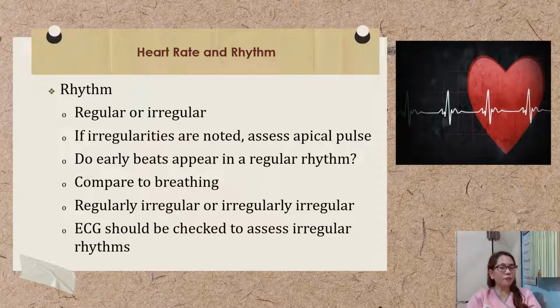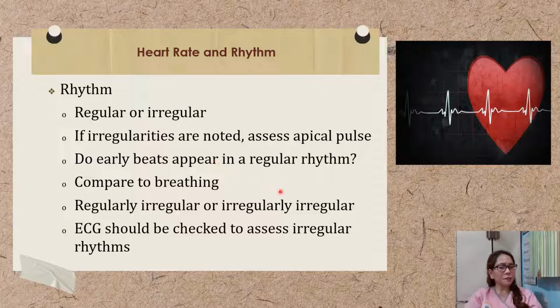Part of taking the heart rate is to also observe the rhythm. Is it regular or irregular? If you notice irregularities, make sure to assess the apical pulse. Using your stethoscope, you have to place it on the apex of your heart, at the fifth intercostal space, mid-clavicular line, left side.